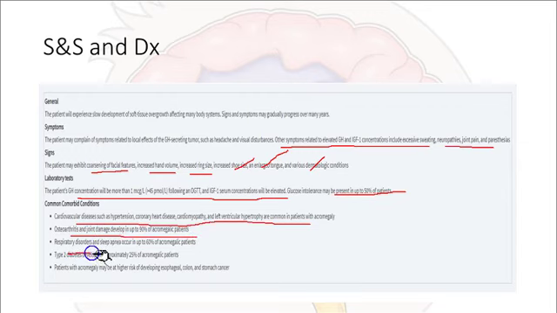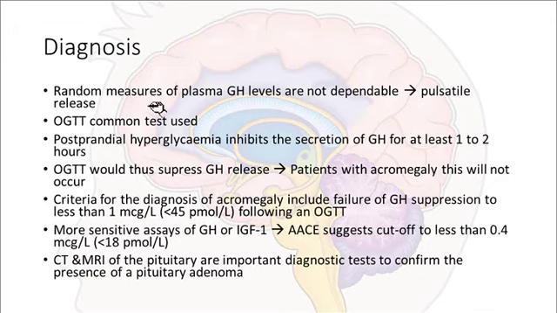Some will develop respiratory disorders, and approximately 60% of acromegaly patients end up with obstructive sleep apnea. Type 2 diabetes occurs in about 25% of acromegaly patients, and patients with acromegaly may have a higher risk of developing esophageal cancer, colon cancer, and of course stomach cancer as well. Now, the diagnosis is usually done via oral glucose tolerance test.